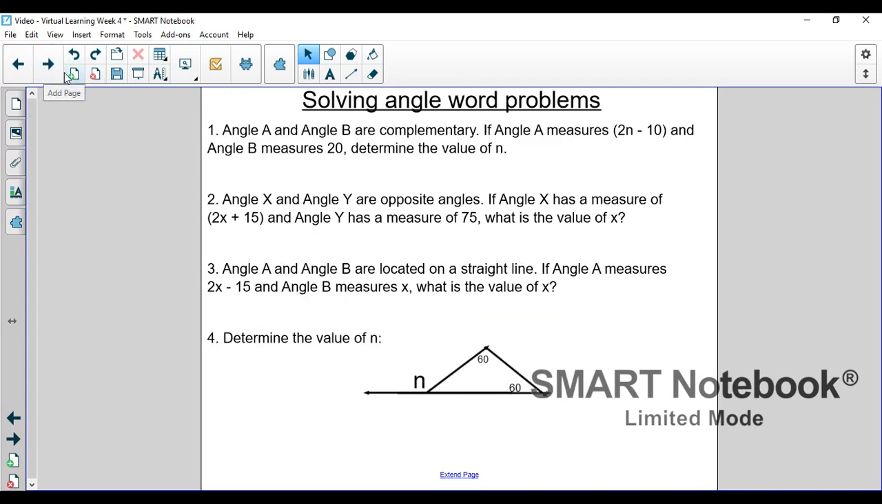From there, I would try these four problems out using those notes right there. Pause the video. When you're done, I'll be here to go over them. All right, here we go.